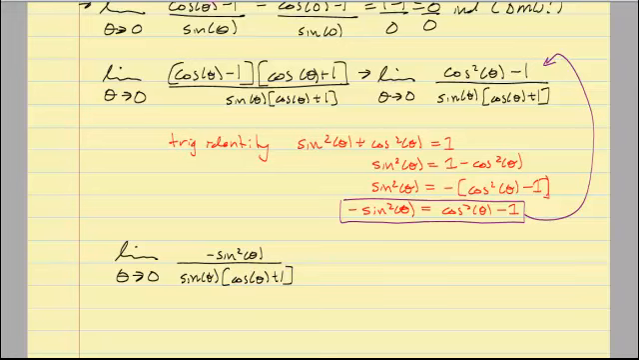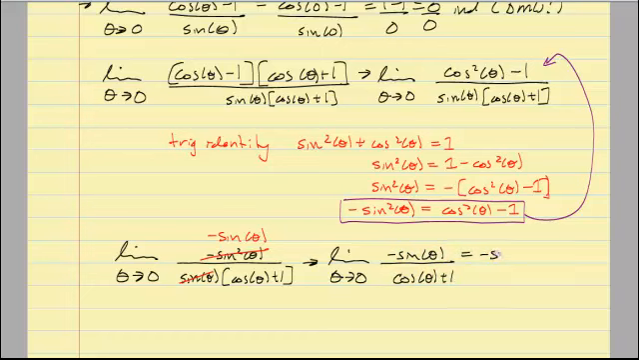And then you'll note that the sine theta in the denominator cancels with one of the sine thetas in the numerator, and I cannot forget the negative. So let's see what we're left with. The limit as theta approaches 0 of negative sine theta over cosine of theta plus 1.